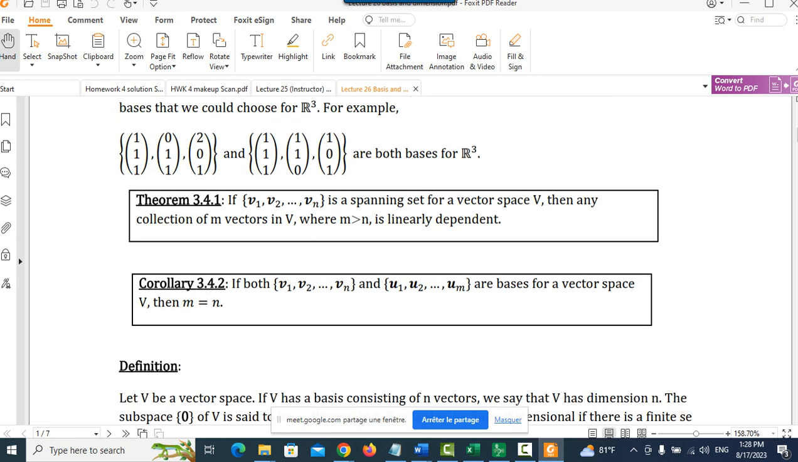Theorem 3.4.1. If v1, v2, ..., vn is a spanning set for a vector space V, then any collection of m vectors in V, where m is greater than n, is linearly dependent. So what does that mean? I know that these vectors can be written as linear combinations of any vectors of the entire space. So the vector space can be written with those n vectors.